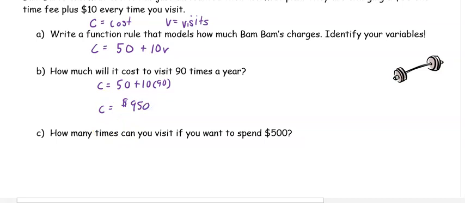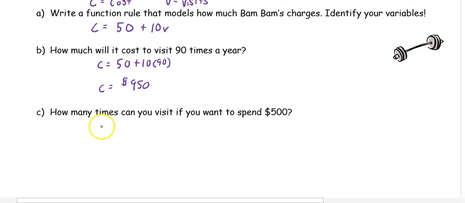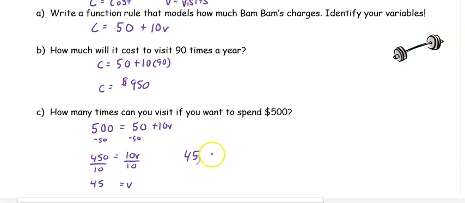Now, going the other way, how many times could we visit if we have $500 to spend? We would put 500 in as the cost. So 500 equals 50 plus 10V. We're trying to figure out how many visits we could get. So we're going to subtract 50 from both sides. 450 equals 10V. When we divide by 10, we get that V is 45. So we could make 45 visits to the gym.